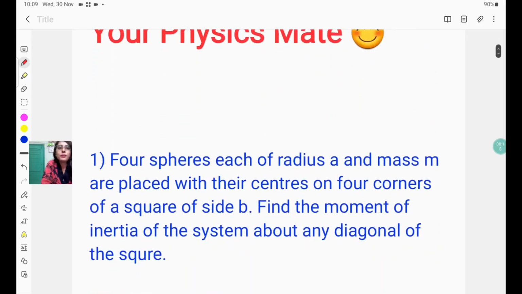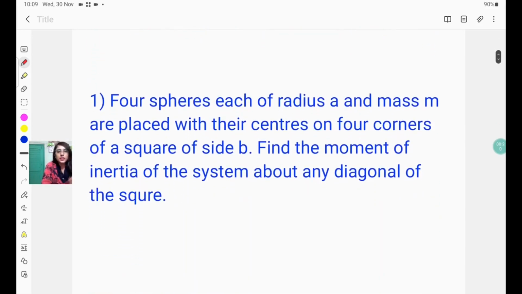So the first problem is this one: 4 spheres, each of radius a and mass m, are placed with their centers on 4 corners of a square of side B. Find the moment of inertia of the system about any diagonal of the square.